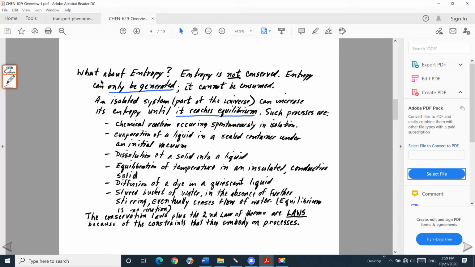We go in the next part, but how about the entropy? Entropy is not conserved. We know the entropy can only be generated; it cannot be consumed. We know this from the thermodynamics courses and the second law of thermodynamics. Entropy can only be generated, cannot be consumed. For an isolated system, entropy can increase until it reaches equilibrium. When the system reaches equilibrium, entropy generation goes to zero.